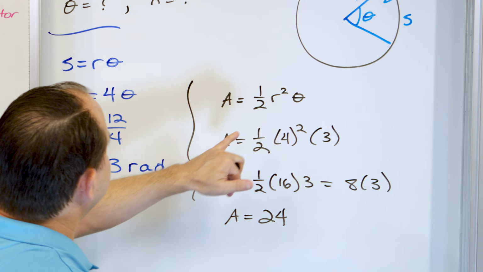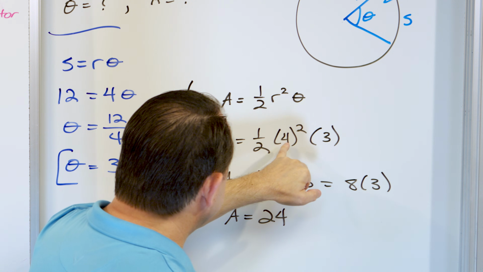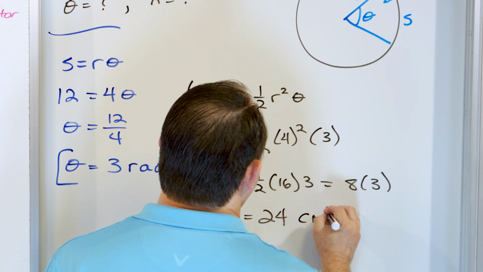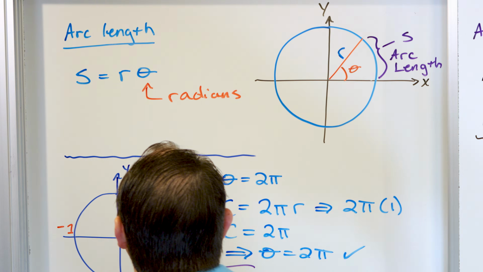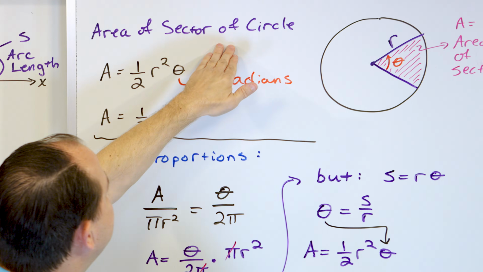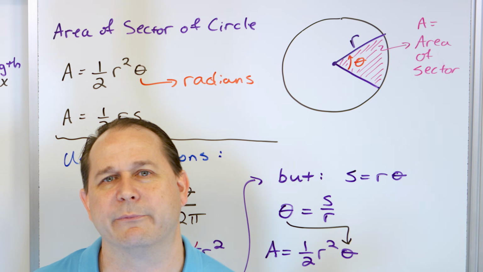24 what? Well, the radius was in centimeters. This was in radians. And so if we have centimeters, we're squaring it, we're going to get square centimeters. So we can put centimeters squared or square centimeters right here. 24 square centimeters. It would be much easier if I just opened the problem up and said, oh, here's the equation for the arc length, here's the equation for the sector of a circle, and, you know, bingo, bango, you just start solving your problems, right?